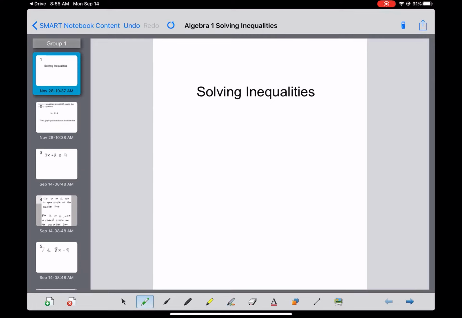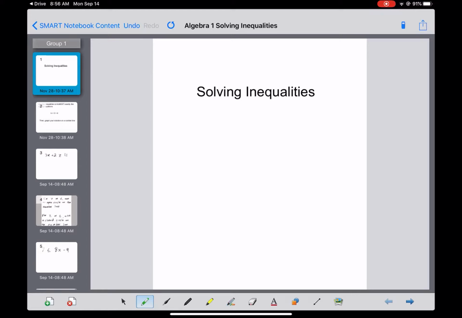All last week we worked with solving different kinds of equations. Today we're going to be doing something similar but a little bit different, and that is solving inequalities. So an inequality basically just means two things that are not equal, so kind of the opposite of an equation. An equation is a mathematical statement that two things are equal. An inequality is a mathematical statement that two things are not equal.